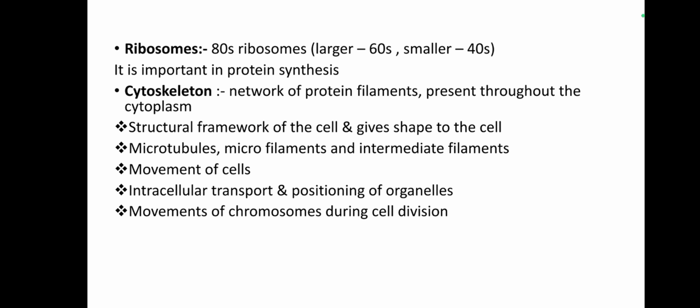Cytoskeleton. So cytoskeleton is the network of protein filaments present throughout the cytoplasm. It is the structural framework of the cell and gives shape to the cell. It is made up of microtubules, microfilaments and intermediate filaments. It is helpful in movement of cells. It also helps in intracellular transport, that is movement of molecules or vesicles containing proteins from one part of the cell to other part of the cell, that is inside the cell, and also helpful in positioning of the cells. Cytoskeleton is also important in movement of chromosomes during cell division.